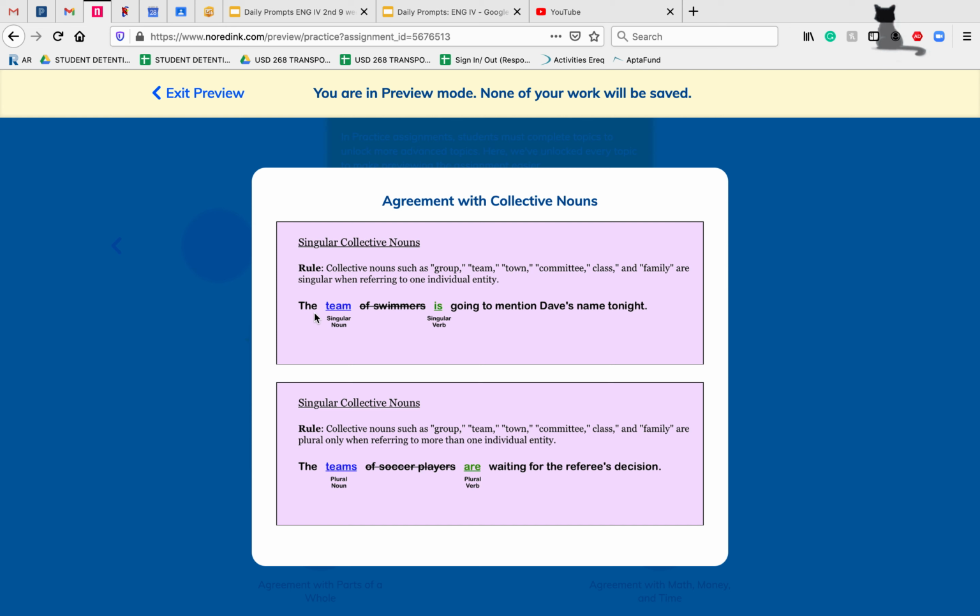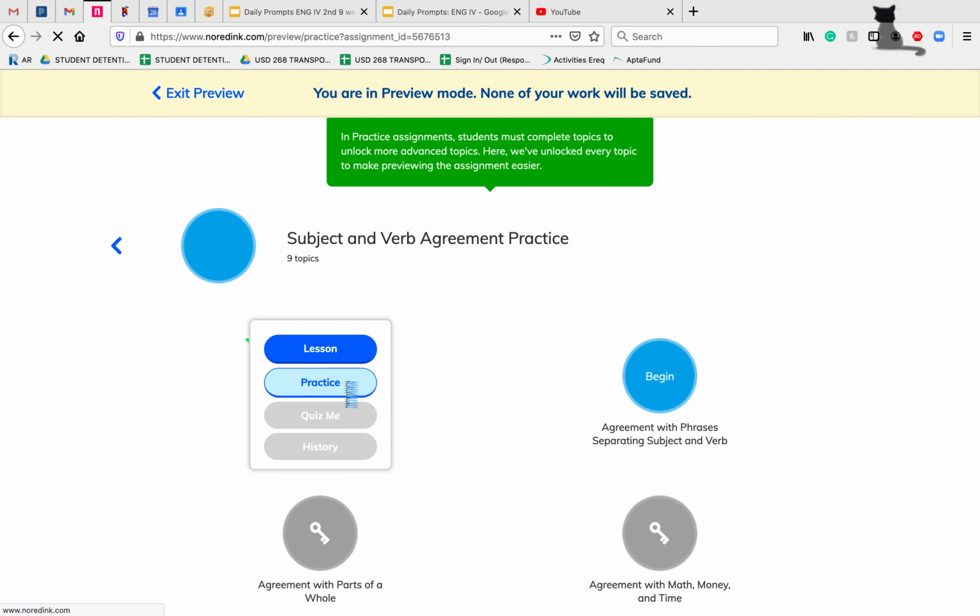So here we have the team of swimmers is going to mention Dave's name tonight. Now some of these get tricky because we hear the word swimmers, which for us is plural, and we want to obviously pair that with a plural verb. So swimmers are going to mention. But because we have the collective noun here, which is singular, we want to make sure we're using that singular verbiage. So let's do a few of these together.